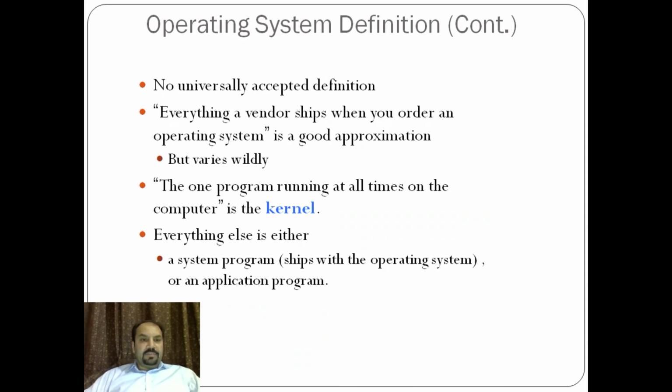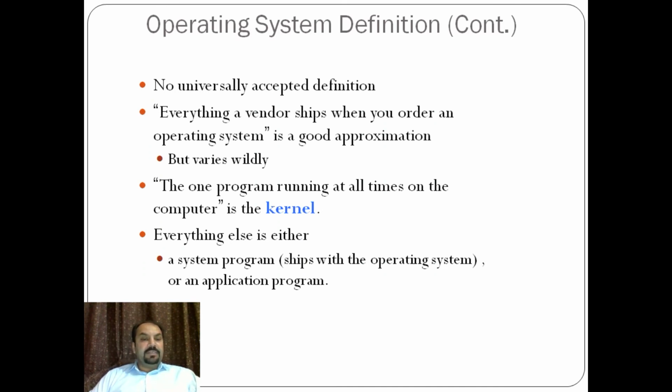Operating system definition. There is no universally accepted definition of what should be part of an operating system. Everything a vendor ships when you order an operating system is a good approximation, but it varies widely. There are different vendors of operating systems, and all vendors use different types of system programs and other application programs or utility programs as a part of the operating system.